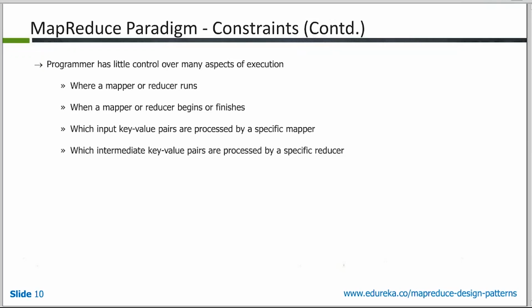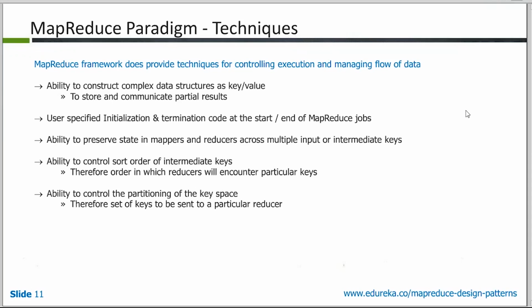If you think deeply, these are constraints. And that ends up telling you that the programmer has very little control over many aspects of the execution. You don't have much control as to where a mapper or a reducer runs, when a mapper or a reducer begins or finishes, which input key-value pairs are processed by a specific mapper, and which intermediate key-value pairs are processed by a specific reducer.